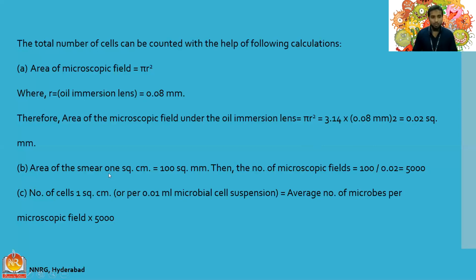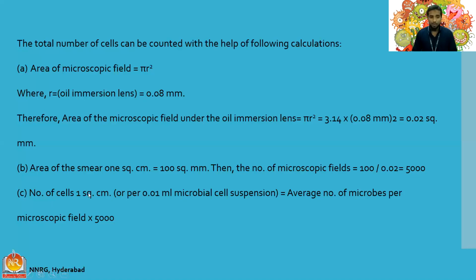Now, the area of 1 square centimeter is 100 square millimeter. 1 centimeter is 10 millimeter, so the area of 1 square centimeter can be 10 into 10, that is 100 square millimeter. So the number of microscopic fields will be 100 divided by 0.02, because from the lens that we see, we get this value 0.02. So 100 divided by 0.02 will be 5000.